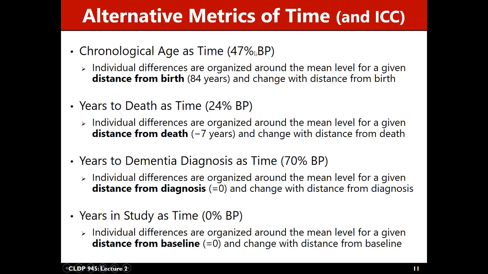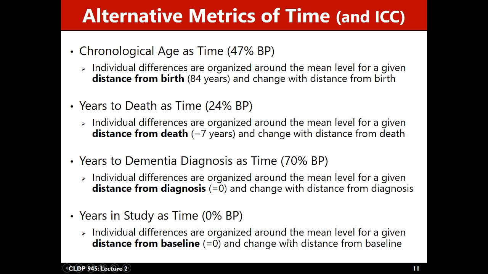Age is actually about half and half. So half of the variation in age in our sample is cross-sectional, and about half of it is longitudinal. That means, at a minimum, age has 2 different roles to play in the model. Years to death is about 1/4 between and 3/4 within. Years to dementia diagnosis is mostly between, and years in study, as expected, is 0. So all within.